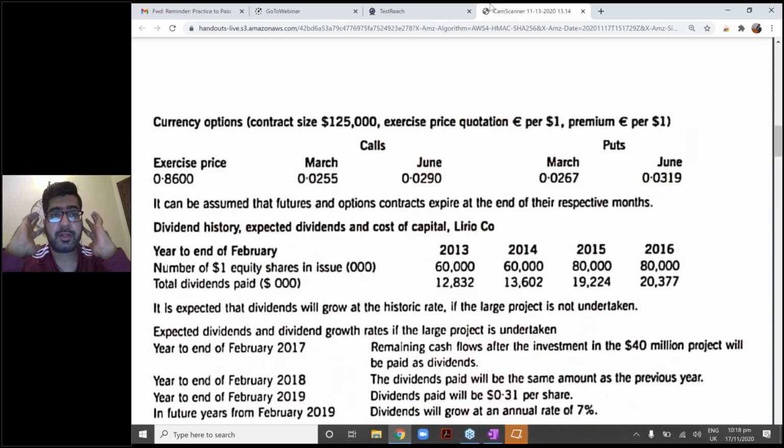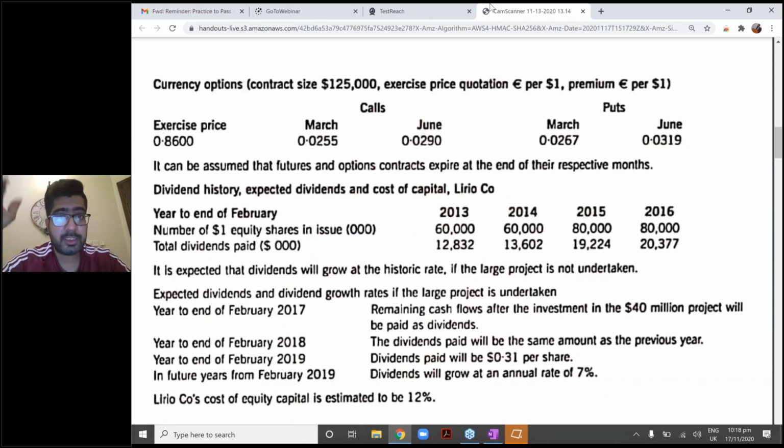And then you're given data for currency options. First, you were given spot and forwards. It was per euro. Then the futures data, it was euro per dollar. Then options contract size is also dollar 125,000. The exercise price is again euro per dollar. Premium is also euro per dollar. Exercise price is 0.86. You are given call options for March and June and put options for March and June.